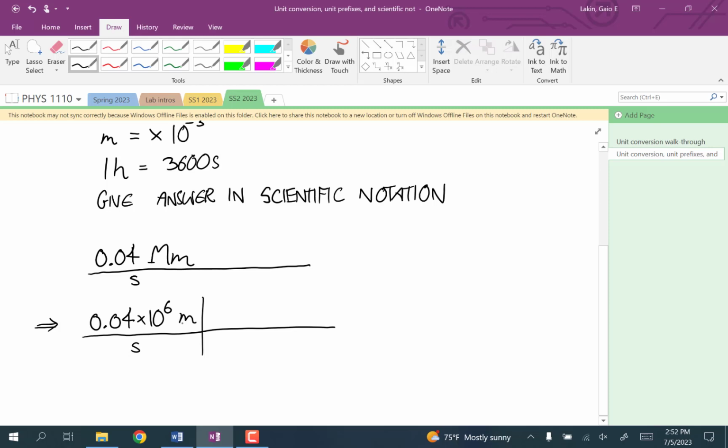Now for the next step, we're going to go from no prefix to the prefix of millimeters. So pause the video and see if you can figure out what kind of conversion you need to go from meters to millimeters.